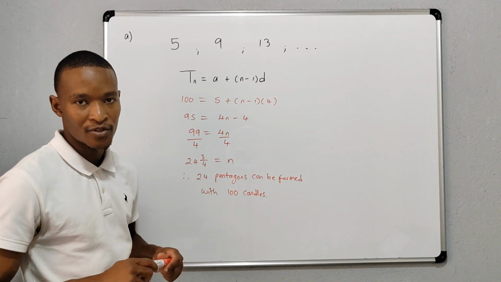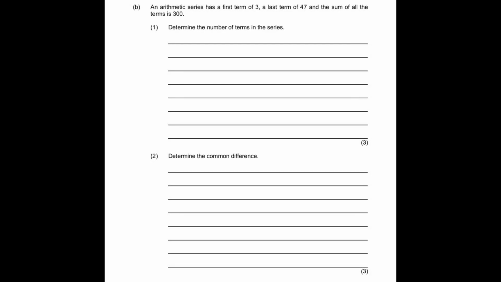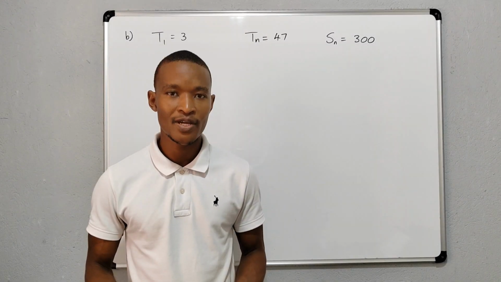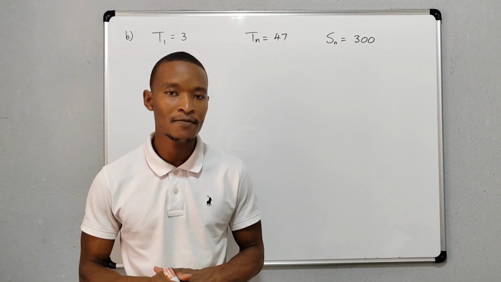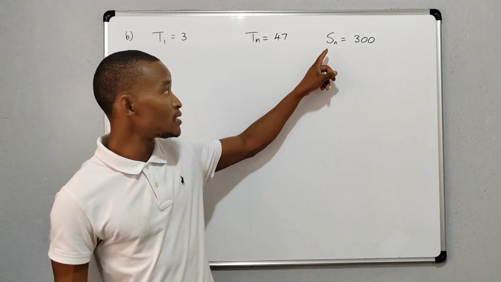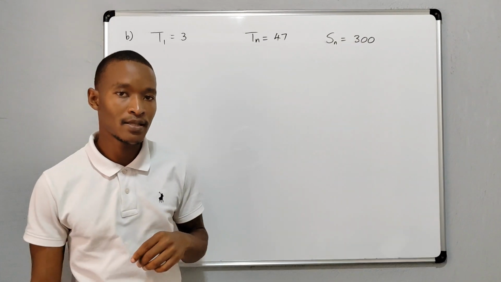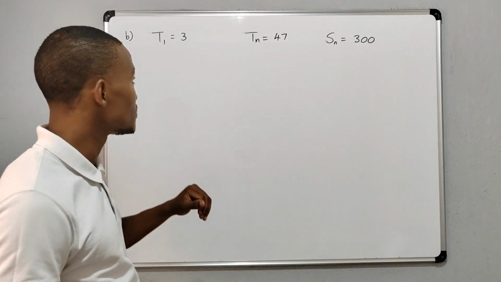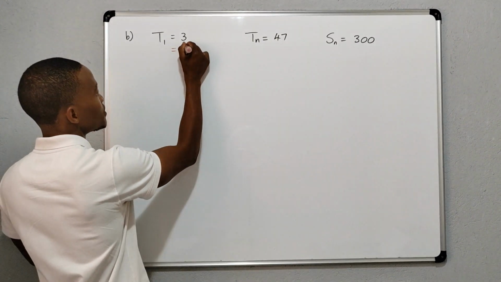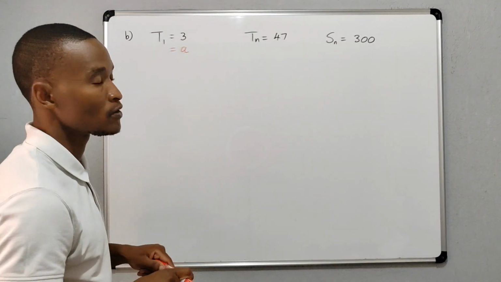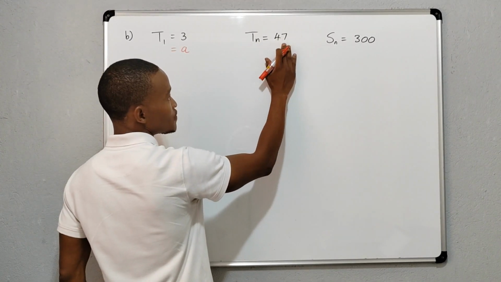Let us move on to the next question. Take a look. Alright, so we now have an arithmetic series and we can expect to work with the sum formula, because we are given the sum value of some n terms being 300 in this case. So of the quantities given here, the first term is 3. What does the first term represent as well? The value of a, and Tn, we're told that the last term is 47.